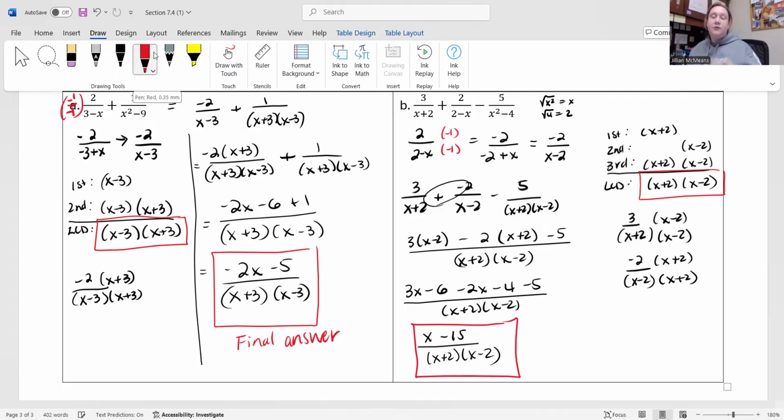So there you have it. If you do find yourself in a situation where you have one of those denominators that is an opposite, it's fine. Just multiply the numerator and denominator by -1. Make sure you distribute where necessary. And that kind of takes care of that weird opposite denominator for you.